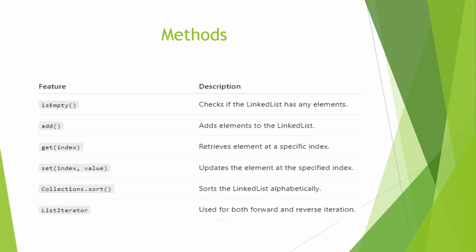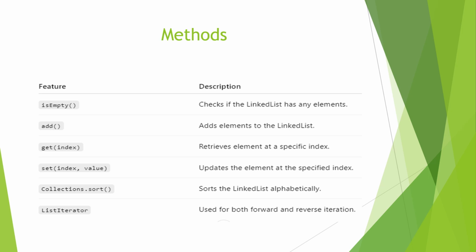Though there are several methods, only a few I can list over here. So first one is empty. It will check whether the linked list is empty or not. Next is add method, which is used to add any of the elements in the list. And then get method, which is used to retrieve element at a specified index. Then set method, that is to update elements at a specific index. And then collection dot sort, that is sorting the linked list alphabetically.